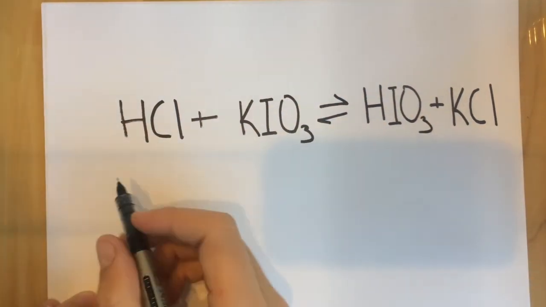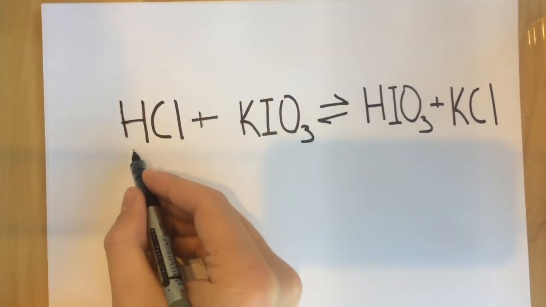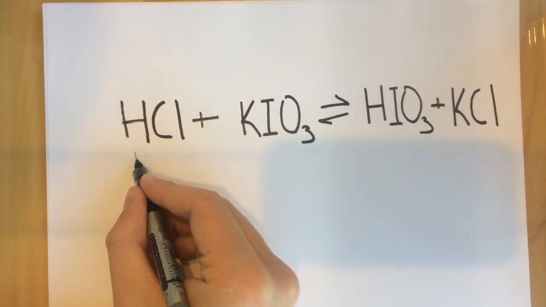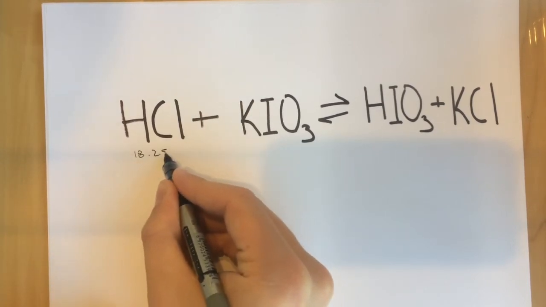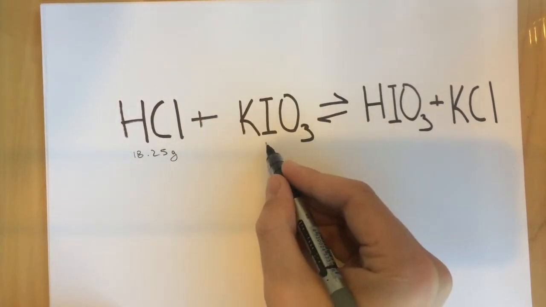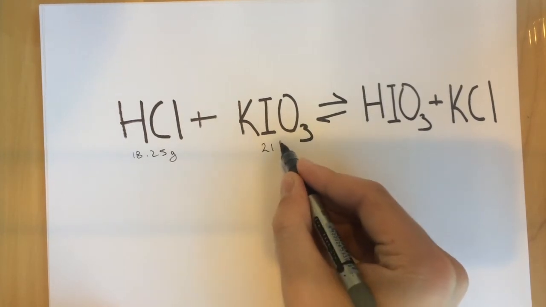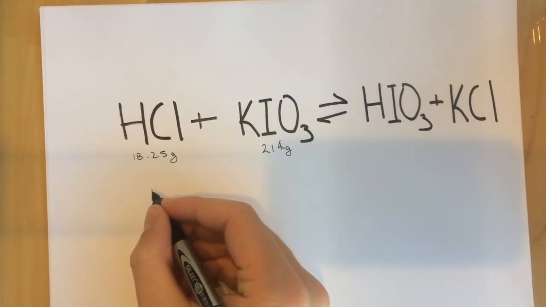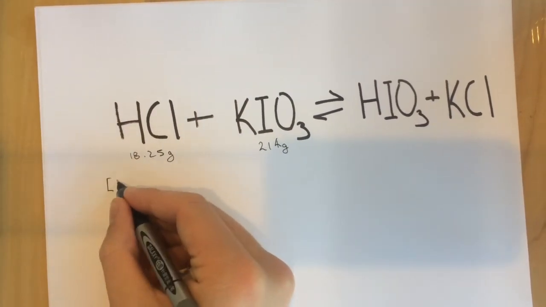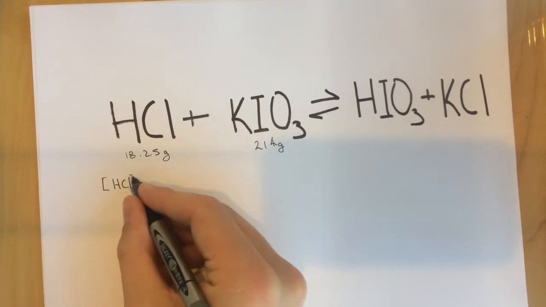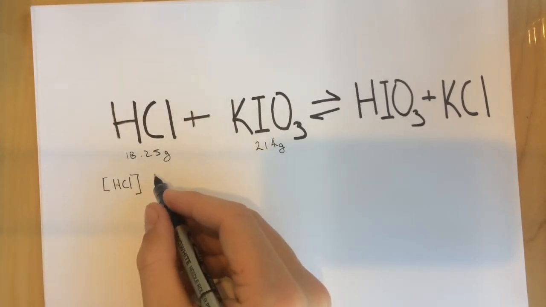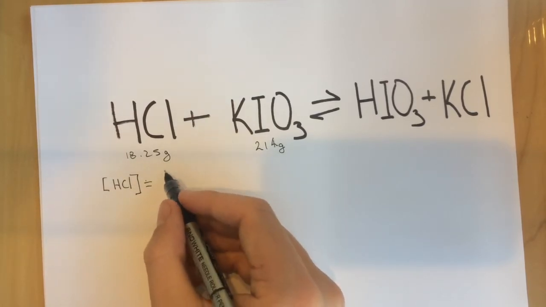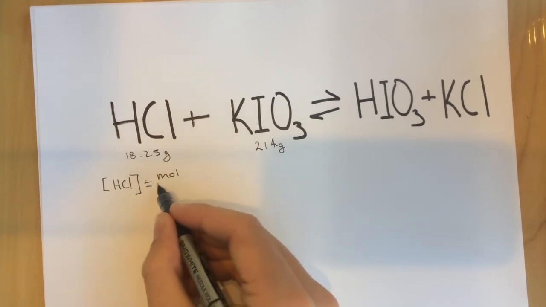So now when I'm doing a question like this, I always like to have my values at a place where I can see them all nice and clearly. So here I'm going to write that I have 18.25 grams of HCl plus 214 grams of KIO3. Now what we're going to do is find the concentration of HCl. And our concentration, or molarity, is equal to the number of moles over the volume, which is liters.